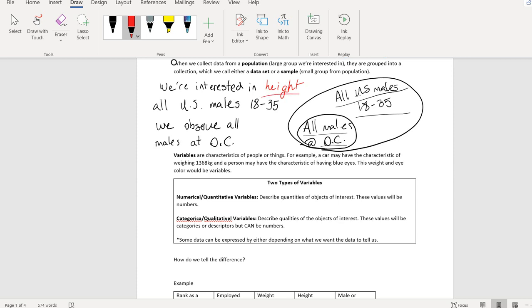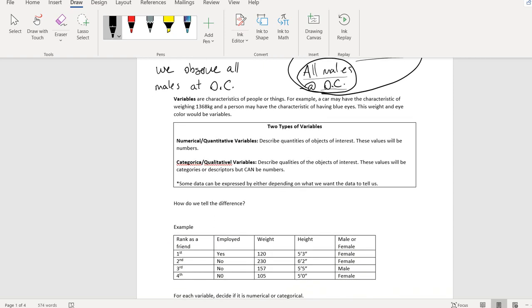Now, when we get to variables, we're going to have two different types that we're going to be talking about. A variable can either be numerical or quantitative. So that's going to describe the quantities of something. This could be something's weight or its length. Now, a category, which is called qualitative data or variable, describes qualities of the object. So these are also going to be categories or descriptors, but they can also be numbers.